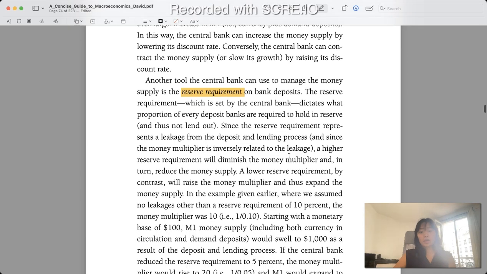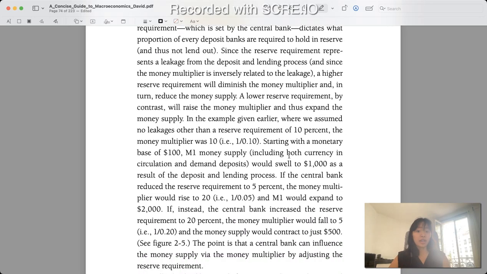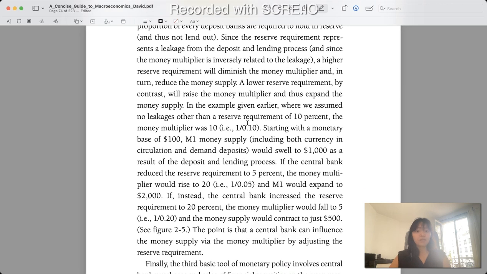Since the reserve requirement represents a leakage from the deposit and lending process, and since the money multiplier is inversely related to the leakage, a higher reserve requirement will diminish the money multiplier and in turn reduce the money supply. A lower reserve requirement, by contrast, will raise the money multiplier and thus expand the money supply.